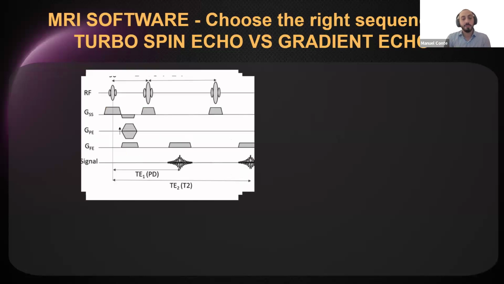This is a diagram of a turbo-spin echo sequence. We can see the slice selection gradient, the phase encoding gradient, and the frequency encoding gradient, also called the readout gradients. Keep in mind this diagram because it's going to be useful when we talk about advanced techniques.